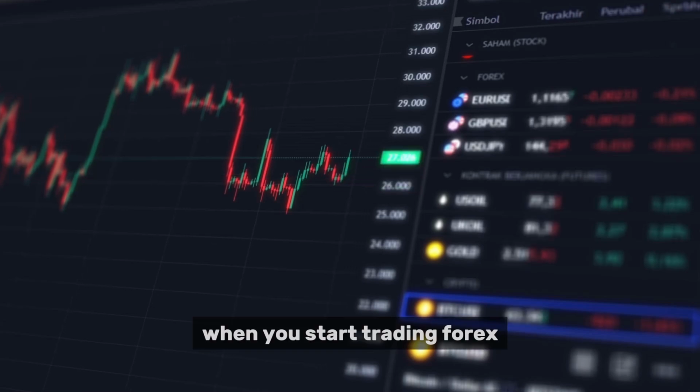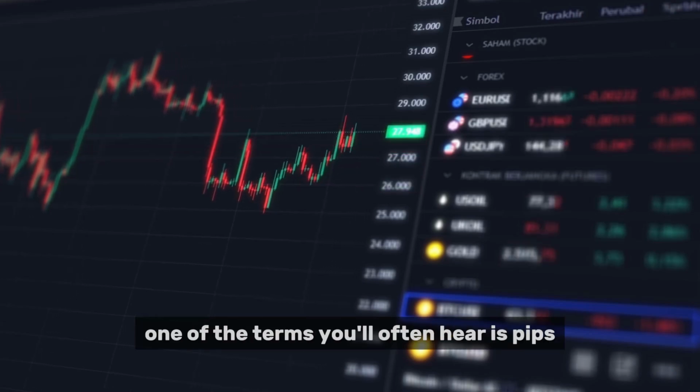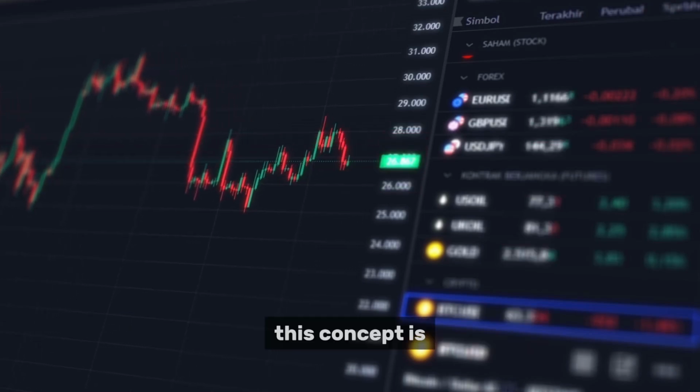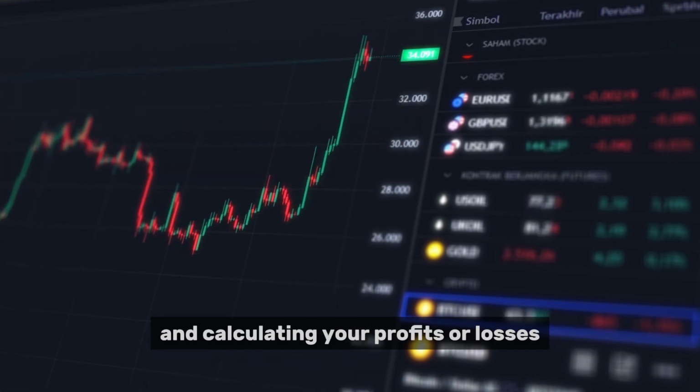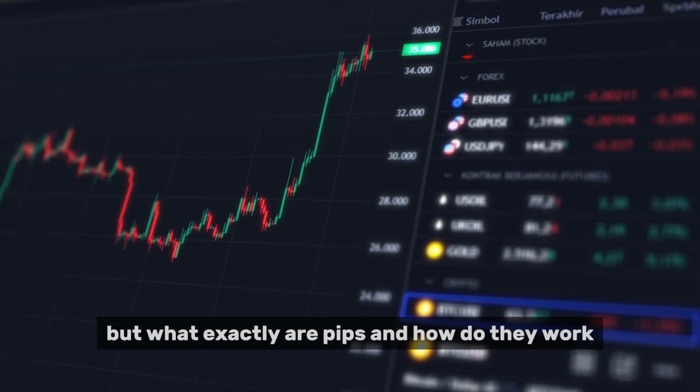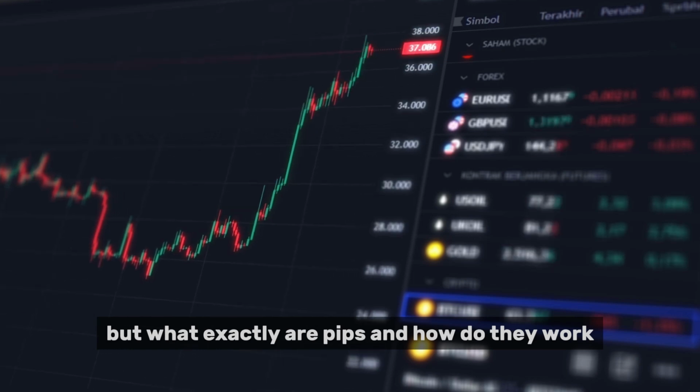When you start trading Forex, one of the terms you'll often hear is pips. This concept is essential for measuring price movements in the market and calculating your profits or losses. But what exactly are pips, and how do they work?